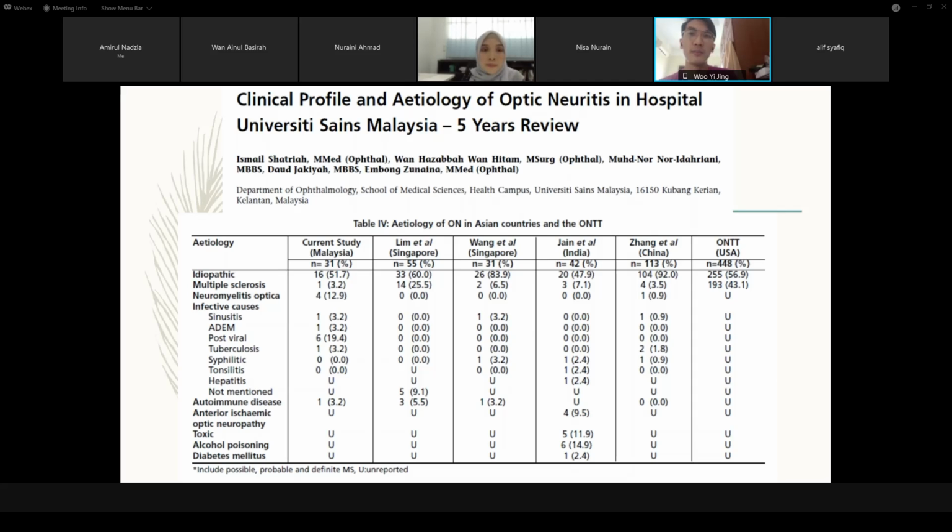And the most common etiology was idiopathic, which is more than 50%, whereas multiple sclerosis is only 3.2%, which is extremely low in our population. But you can compare among the few countries; the highest rate of multiple sclerosis in optic neuritis is in the USA. In other countries, basically, it's quite low also.